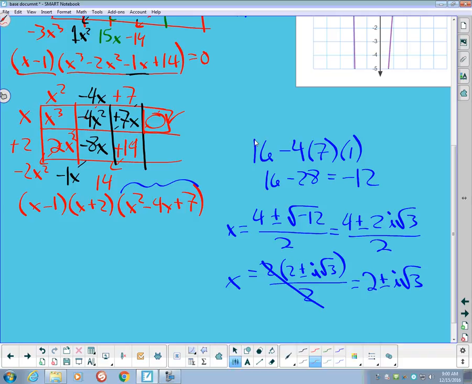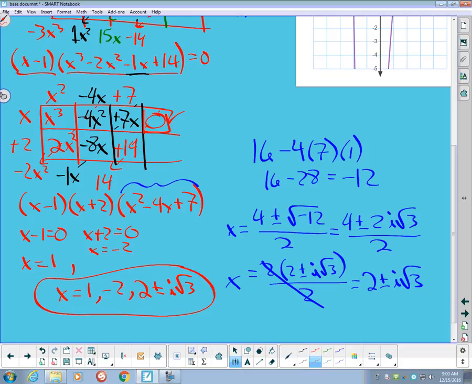And so my four answers are where x minus 1 is 0, x plus 2 is 0, so that's at x equals 1, at x equals -2, and at x equals 2 plus or minus i root 3. There's the four answers that were promised by the fundamental theorem.